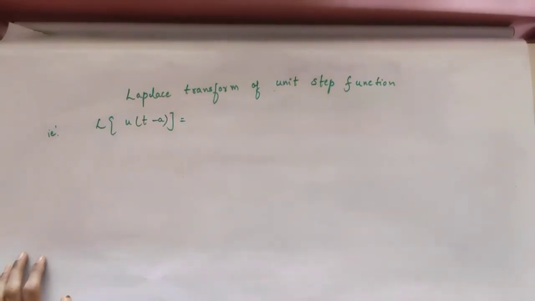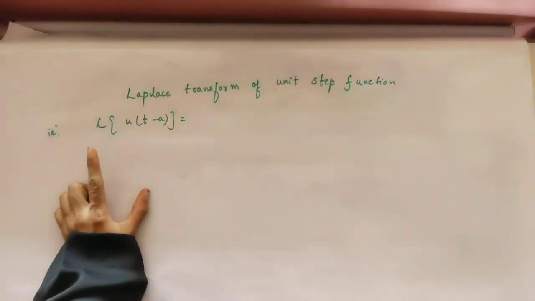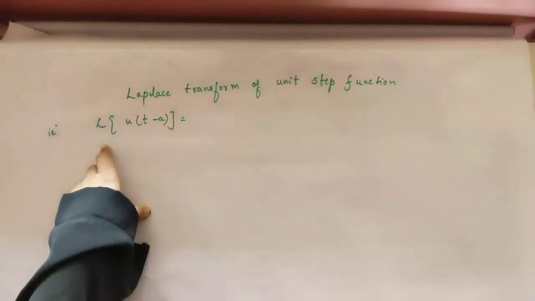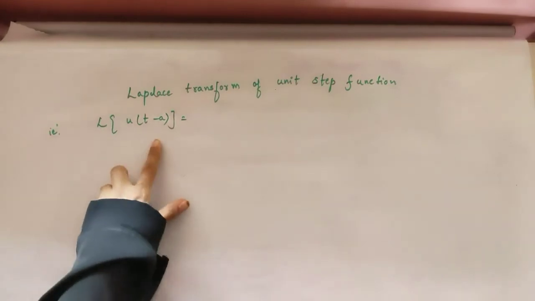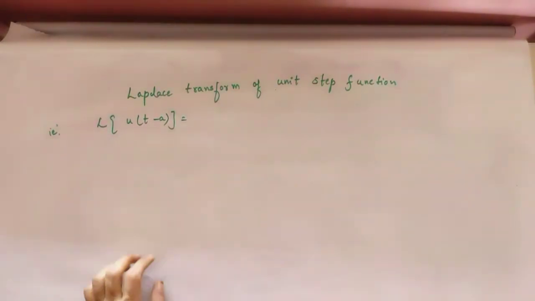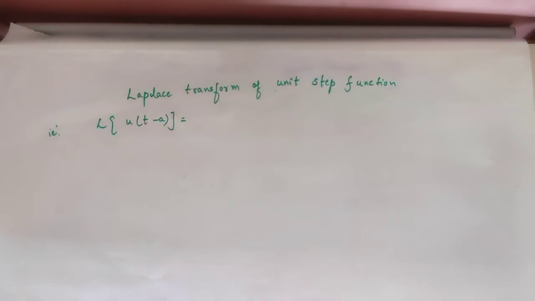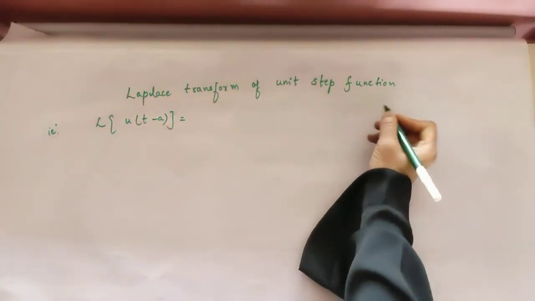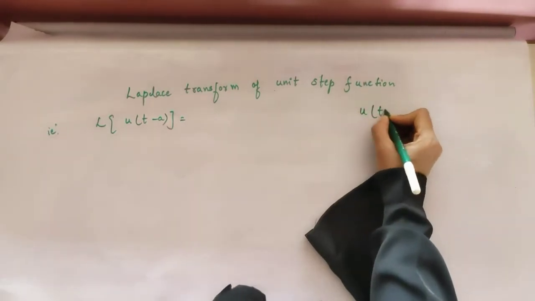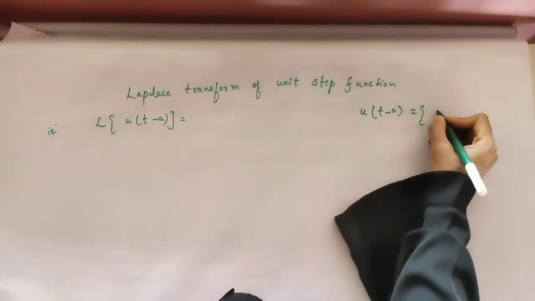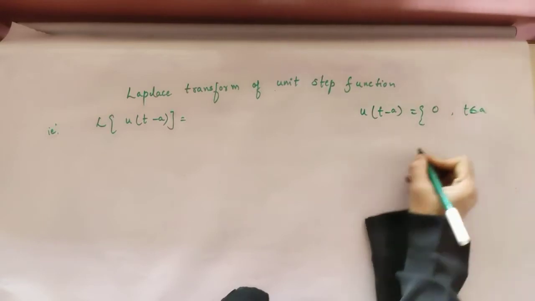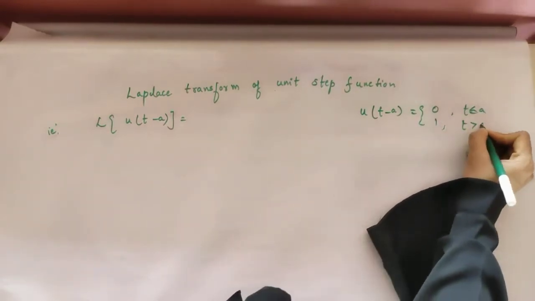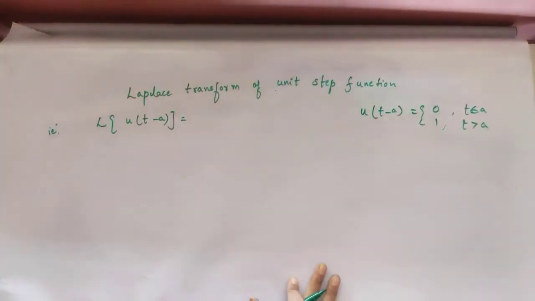Now let us understand how to take the Laplace transform of the unit step function. It is denoted as usual as L of u of t minus a. Now you know the basic definition of the Laplace transform and also the definition of u of t minus a. First let us write the basic definition of the unit step function: it is 0 when t is less than or equal to a, and it is 1 when t is greater than a. Just write it on one side.